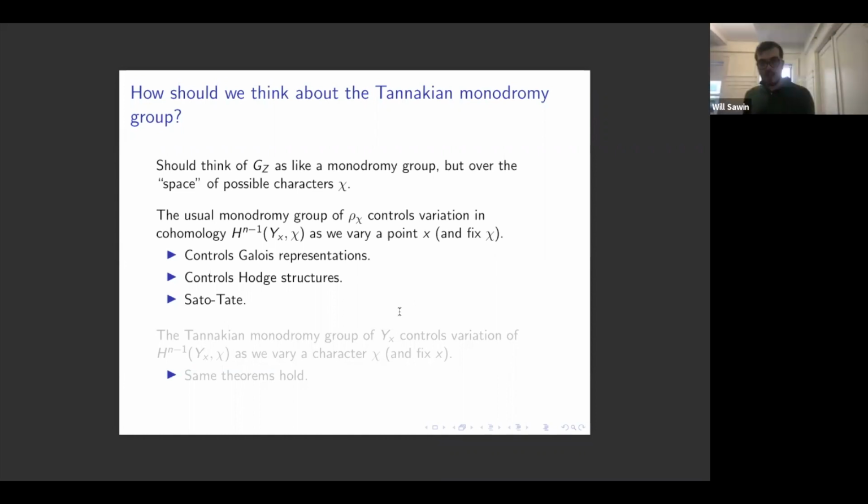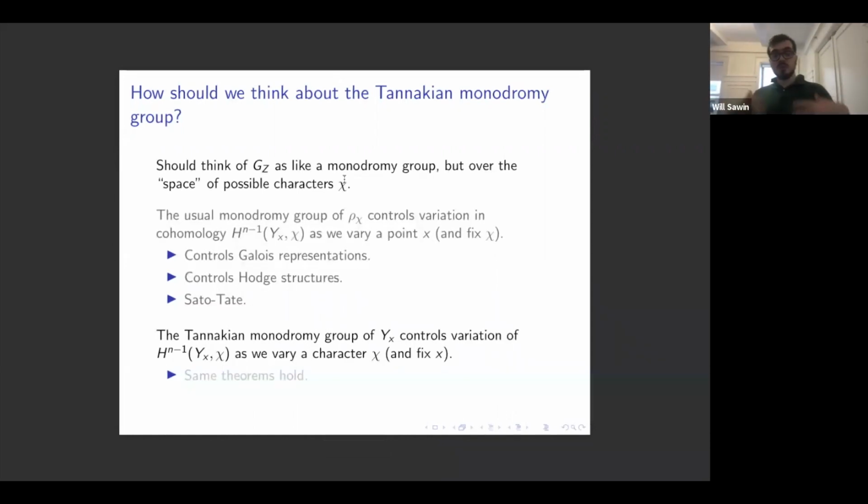And finally, there's the Sato-Tate property. If you think about varieties over finite fields, and you look at the characteristic polynomial of Frobenius acting on the cohomology, then Deligne's equidistribution theorem tells you that the distribution of the characteristic polynomial of Frobenius, if you look at a random point on your variety over a finite field, is controlled by the monodromy. It looks like a random element in a maximal compact subgroup of the monodromy group.